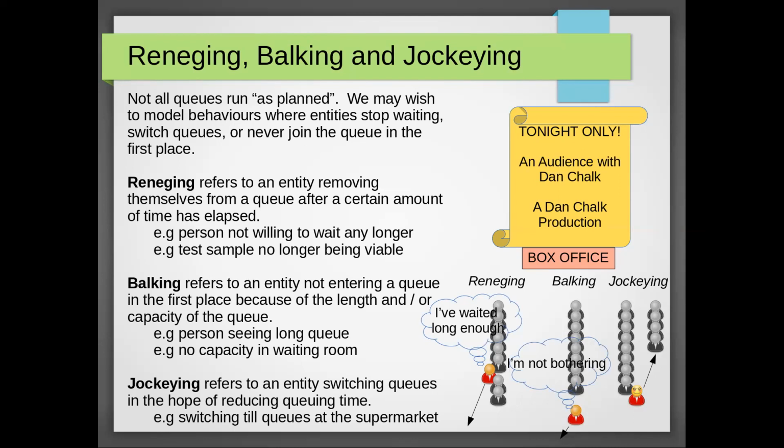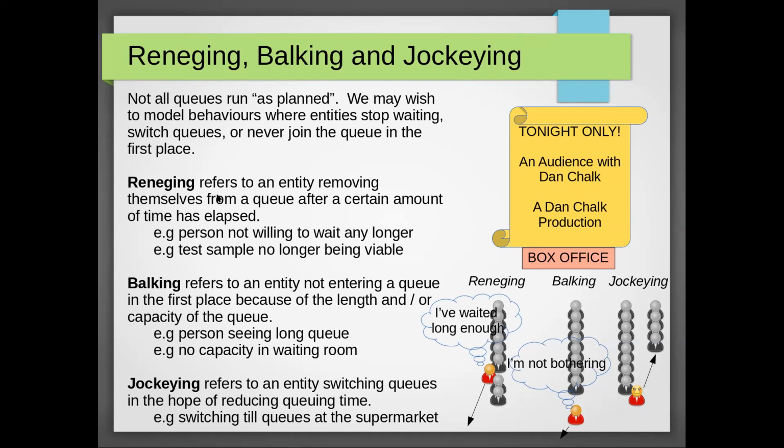There are three key queuing behaviors that are worth mentioning here: reneging, bulking, and jockeying. So let's imagine we've got our production here. Everybody is queuing for an audience with Dan Chalk production. They're queuing for the box office. Clearly, I don't have enough slide space to draw the lengths of these queues as they would be in reality, so we will just have to use our imaginations there. But I can use this to demonstrate these three concepts. So first of all, let's start with reneging.